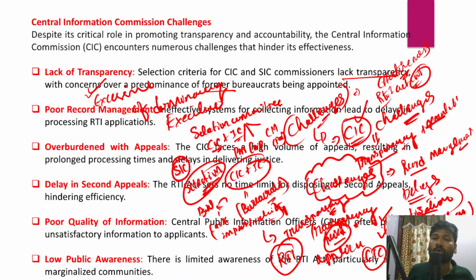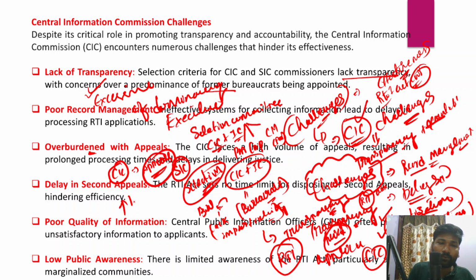If there is computerization and digitization of the records, because lack of digitization or lack of proper record management would result in delays in resolving the existing RTI applications with the Central Information Commission and various other government bodies. And apart from that, the Central Information Commission is overburdened with the number of appeals that it has been receiving, because there's a very high volume of appeals that it receives, and that has resulted in a prolonged processing time, and also delays in delivering justice, delays in providing information.